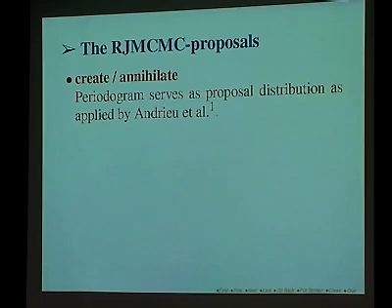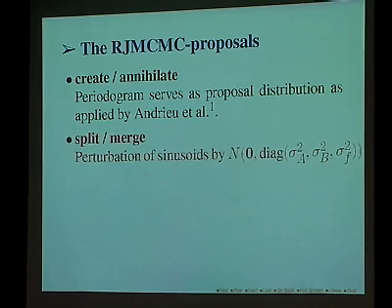I explored the situation that I can use a Fourier transform of the data and create from this a periodogram. Andrea also used this technique, so we can use a periodogram for creating proposal distributions for creating new sinusoids, or annihilating them. Splitting and merging is done with a perturbation of the sigma, which we know from these parameters. The periodogram is the Fourier transform of the measured signal. Not the data. Of the data. Okay. Yeah, so it's straightforward. So you can exploit it.